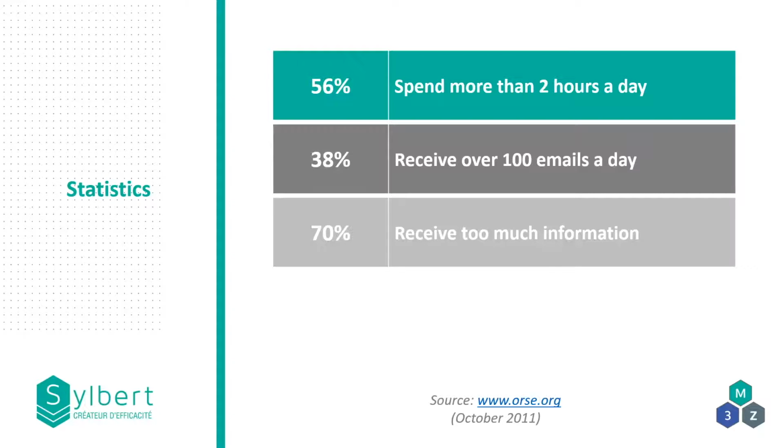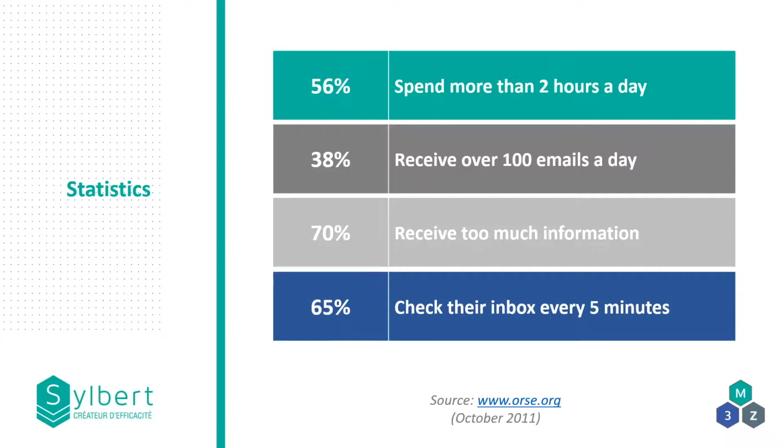70% receive too much information. Therefore, you need to be able to quickly sort what's important and what's not. And the last one, which is probably the main reason why it's so hard to get a significant amount of work done in a day, 65% of workers will check their inbox every 5 minutes, whether it's on their computer, on their cell phone, or even on their cell phone while they were working on the computer.